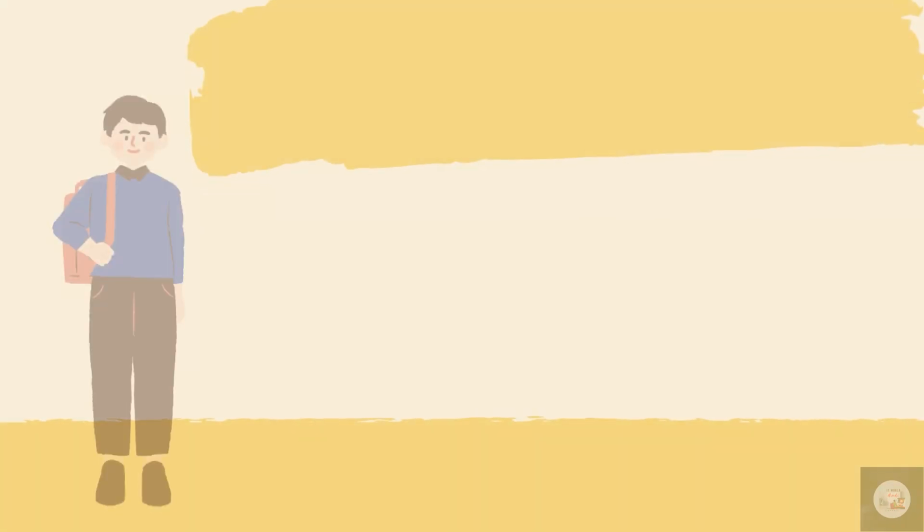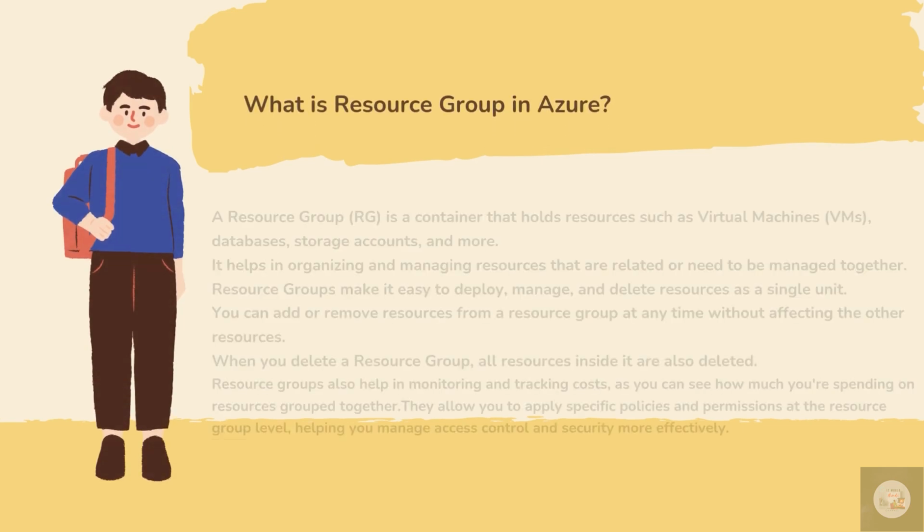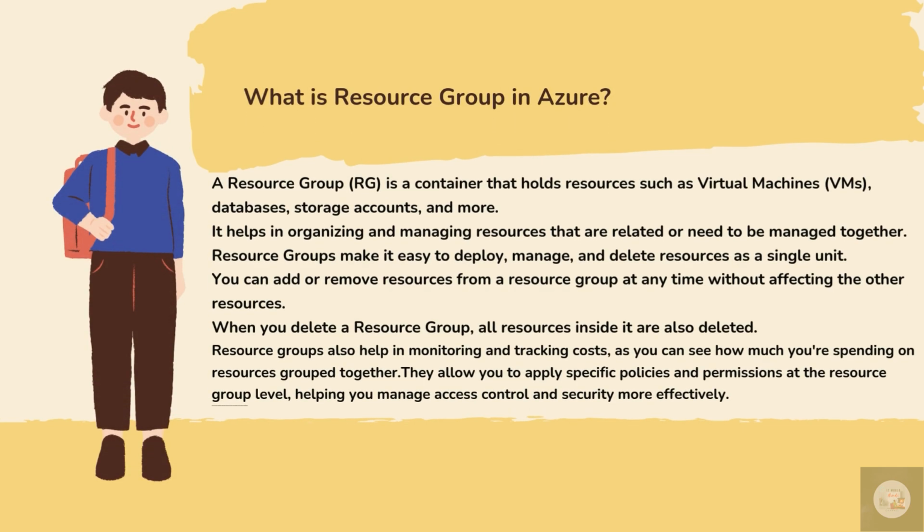What is resource group in Azure? A resource group (RG) is a container that holds resources such as virtual machines (VMs), databases, storage accounts, and more. It helps in organizing and managing resources that are related or need to be managed together. Resource groups make it easy to deploy, manage, and delete resources as a single unit. You can add or remove resources from a resource group at any time without affecting the other resources. When you delete a resource group, all resources inside it are also deleted.